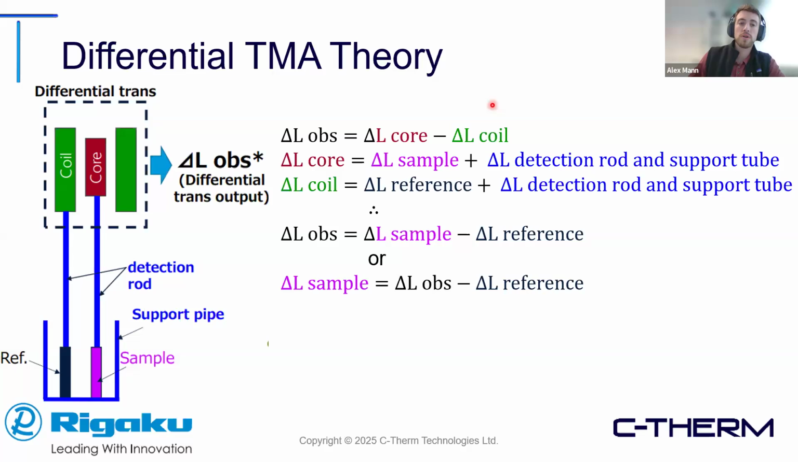Now, because both the reference and the sample see the expansion of the detection rod and support tube, they're going to cancel out because it's subtraction. So the data that we see is going to be the sample minus the reference. Or we can rearrange it so that the sample is going to be the observed minus the reference. And because it's the reference value that we pick, we're going to choose a material that has a very known and well-documented expansion. This way, if your sample has a very, very low thermal expansion, you can still get really accurate and precise results.